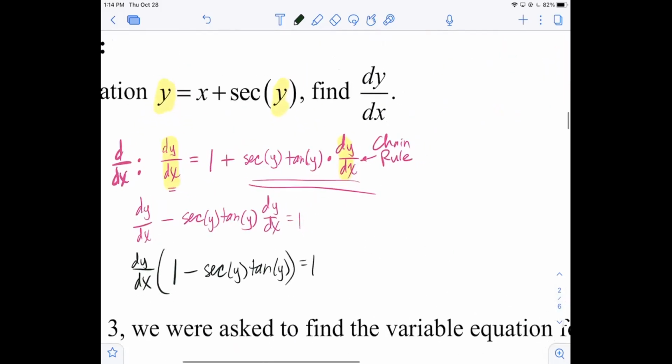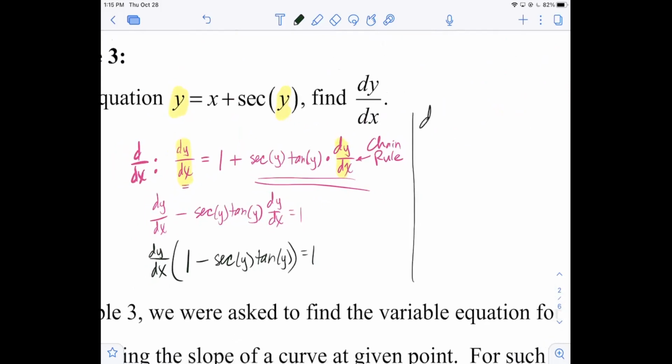Okay. All we have to do to solve for dy/dx then is divide both sides by 1 minus sexy tan y. God, I said I wasn't going to say it anymore. dy/dx equals 1 over 1 minus secant of y times tangent of y.